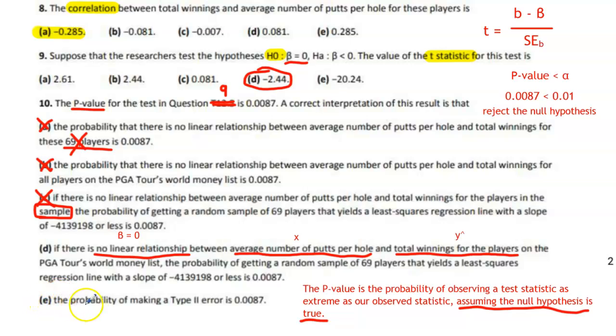And then last but not least, this says the probability of making a type 2 error is 0.0087. So be careful. The probability of making a type 2 error is based on accepting a null hypothesis that is false. And maybe they're throwing this into this question because the probability of making a type 2 error is symbolized by, you guessed it, beta. This beta talks about type 2 error. This beta up here is referring to the population slope. So it's the wrong beta. Nice try. The only one left is choice D.